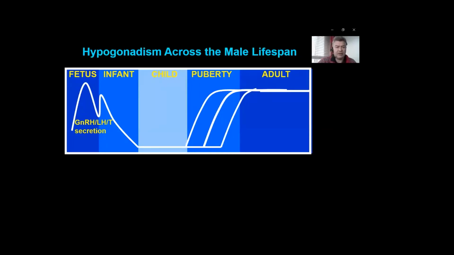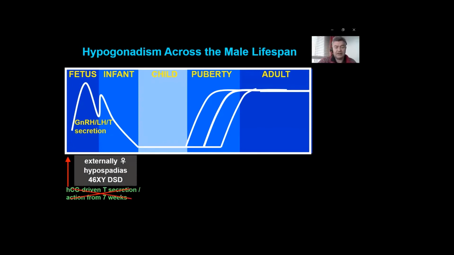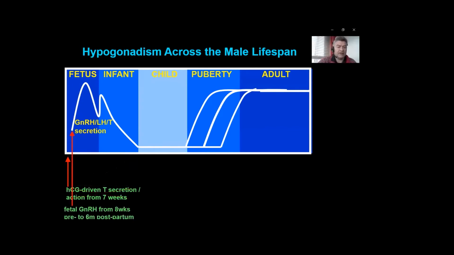So this is a schematic of the male reproductive axis, its activity across the male lifespan. We begin with HCG-driven testosterone secretion from 7 weeks. And if that is not functional, you may appear externally female, or have DSD 46XY, maybe with hypospadias. Then we have fetal GnRH secretion from 8 weeks prepartum. And if that isn't there, then you may well be born with microphallus or cryptorchidism, which is very common in boys with congenital hypogonadotrophic hypogonadism, including Kallmann syndrome.